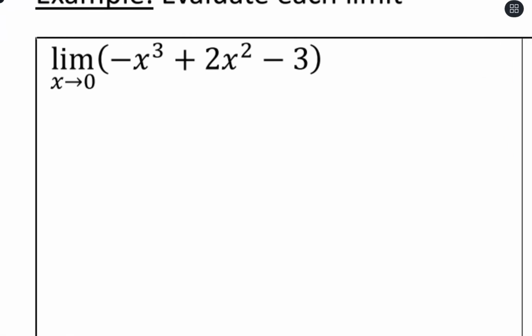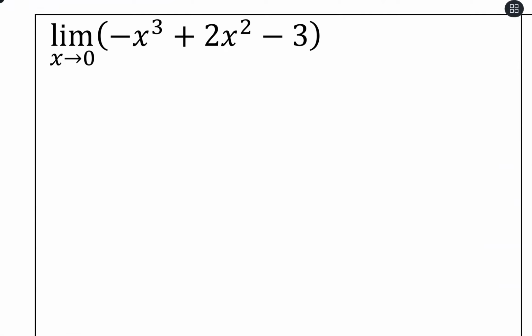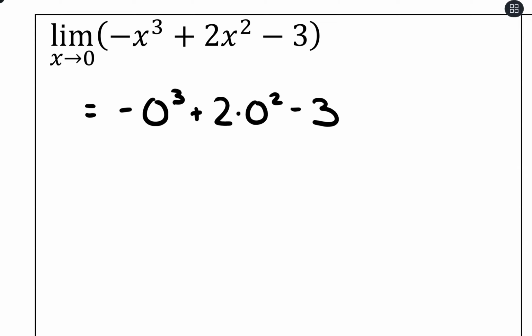Okay, this first case looks like I can just plug in 0. So I'm going to have -0 cubed plus 2 times 0 squared minus 3, which should all simplify to -3. And with all of these, I could check that answer by graphing the function and evaluating graphically like we did last week.